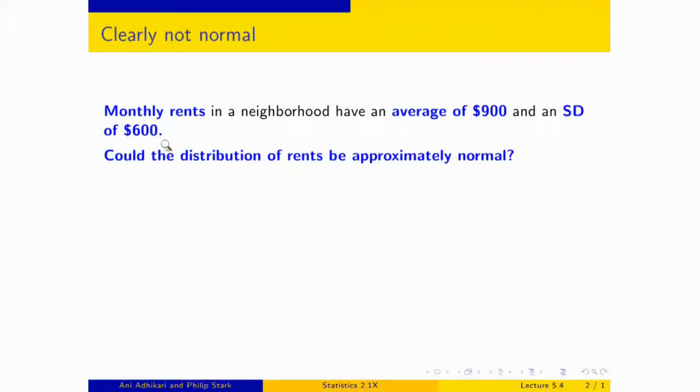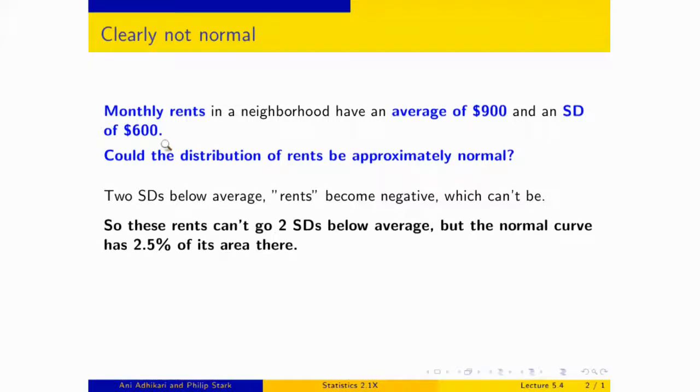Is the landlord paying you to stay there? I don't think so. 2 SDs below average, you have nonsense for your variable. Your variable is blocked at 0. It cannot get below 0. And so what you note is that the rents can't go 2 standard deviations below average, but the normal curve certainly can. It has 2.5% of the area below 2 standard deviations. That left-hand tail has 2.5% of the area.